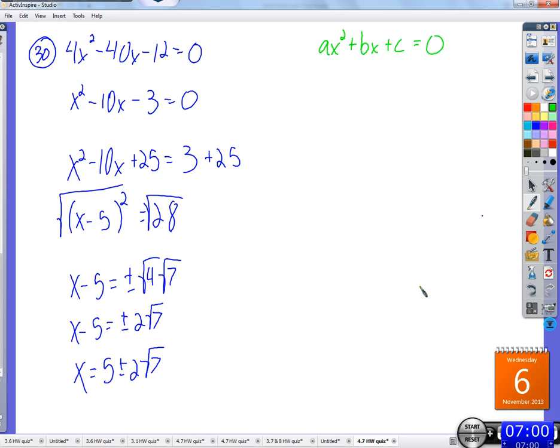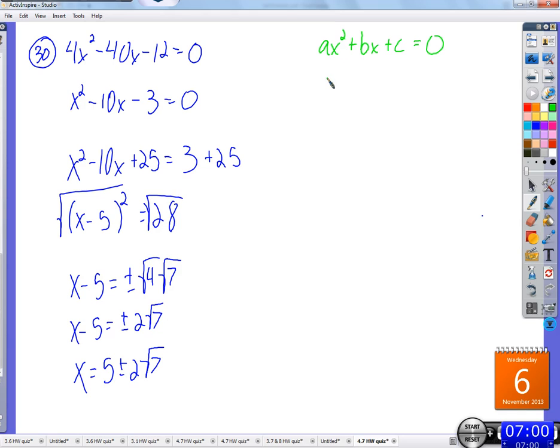Here, we did this and we didn't have much difficulty. That was pretty good. You at least got really close on an individual basis, and as a class, we blew right through that. So we're going to do the same thing, just with letters in place of the numbers. Alright, so here we go. What was the first thing we did here? Divide by 4 so that we get a 1 in front of x squared. So we're going to do the same thing here. We need to divide by a. So we divide everything by a.